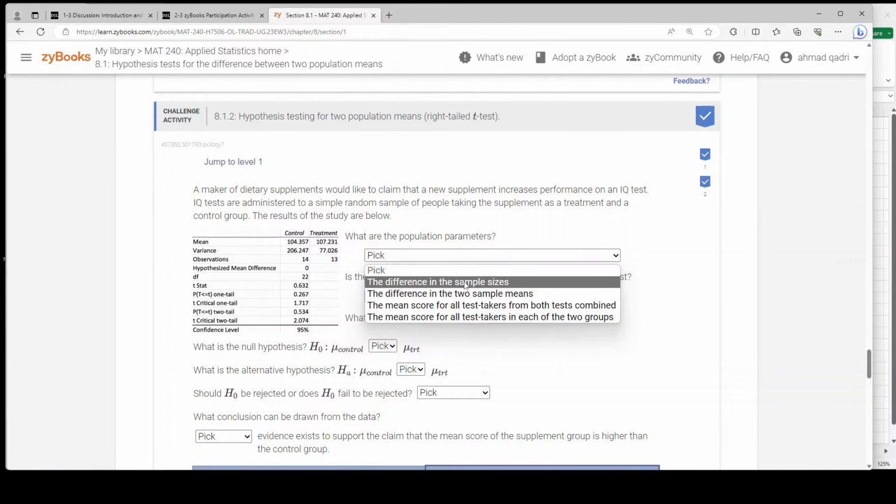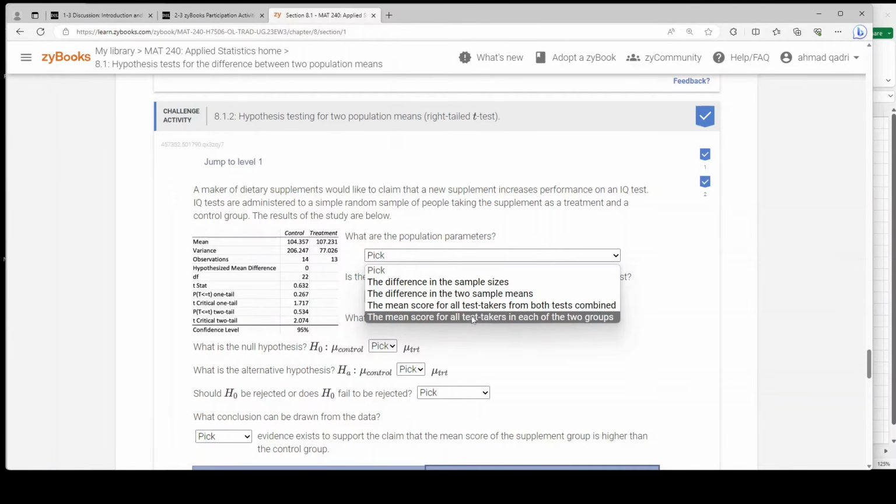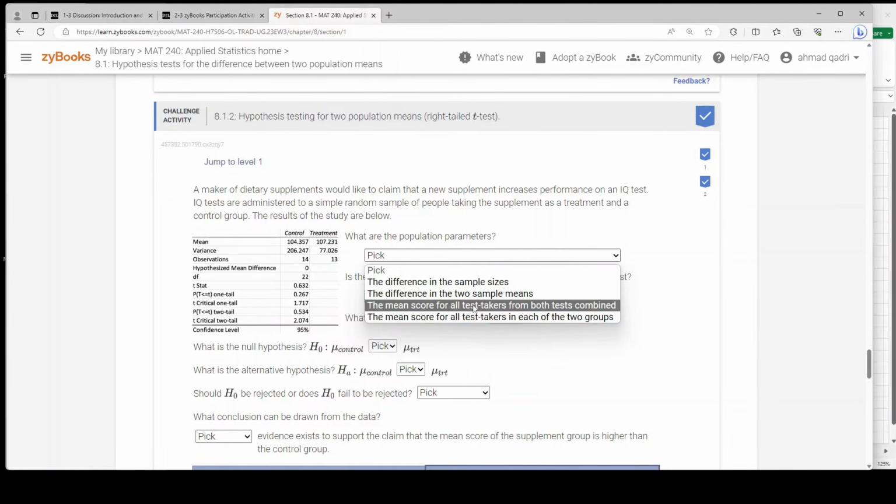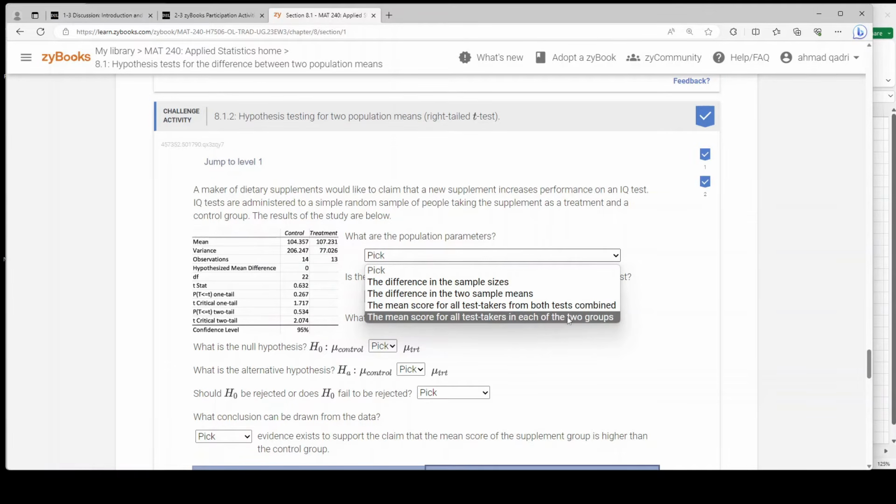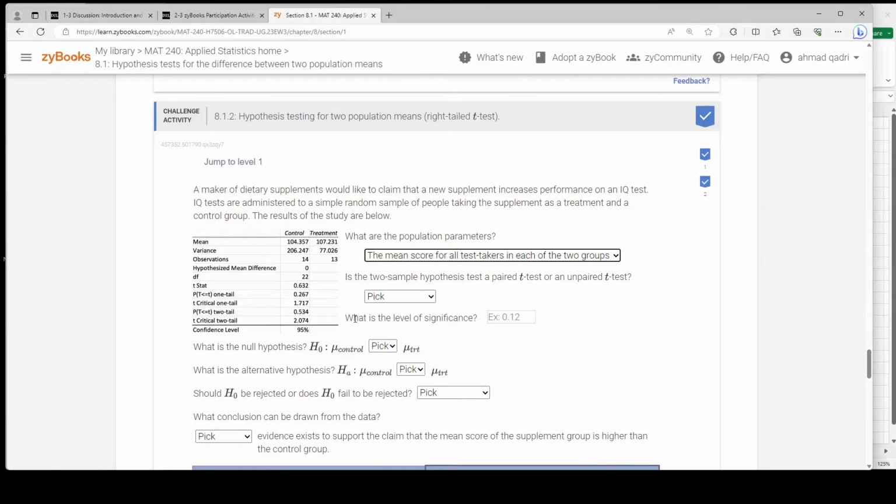So clearly the difference in sample size is not correct. Difference in the two sample means is not correct because we're talking about the population parameters. Now these two options here are not entirely correct. So this is an error here, but the correct answer would be that it's the mean score in each of the two groups here. So this is the population mean within each of the groups. So it would not be combined. So this is the correct answer here.